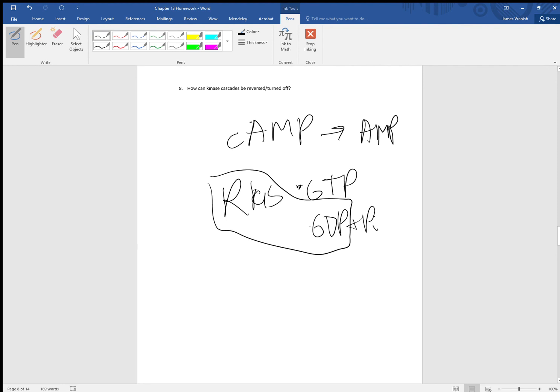And so that's it for number 8. Basically, the kinases themselves get turned off by phosphatases. And in order to fully deactivate the kinase cascade, we also have to reverse some of the upstream events, for instance, cyclic AMP production or G protein activation, which has to be reversed by hydrolysis of the GTP. That is it for number 8.